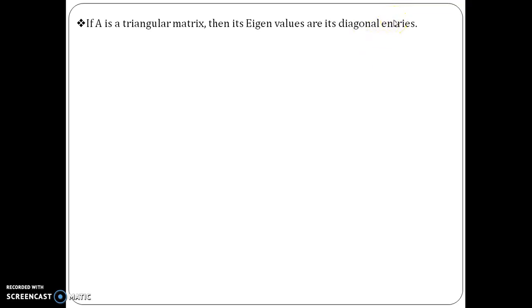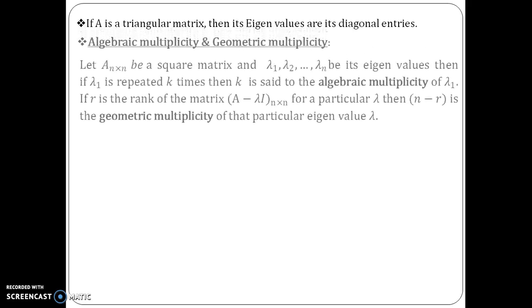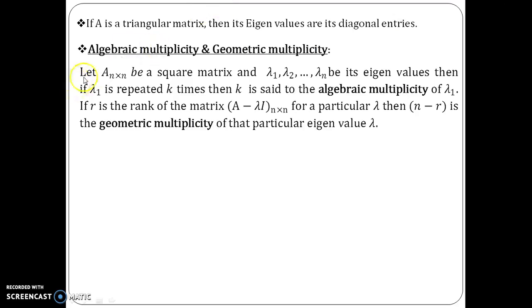Okay. Now the core concept of the video lecture, we are interested in finding the algebraic multiplicity and geometric multiplicity, for which the definitions are as follows. Let A, n cross n, be a square matrix. Since it is a matrix of order n, we assume that there are lambda 1, lambda 2, up to lambda n eigenvalues. So there are n eigenvalues. Then suppose lambda 1 is repeated k times. Then k is said to be the algebraic multiplicity of lambda 1.